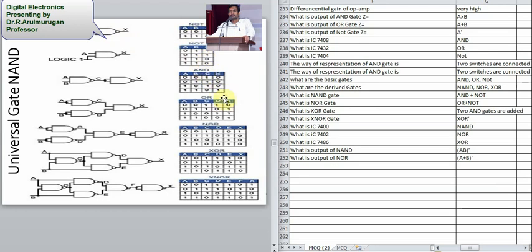Now the AND gate you can derive. But I don't have the AND gate IC, the IC 7408. I have only the NAND gate IC. What is a NAND gate IC?